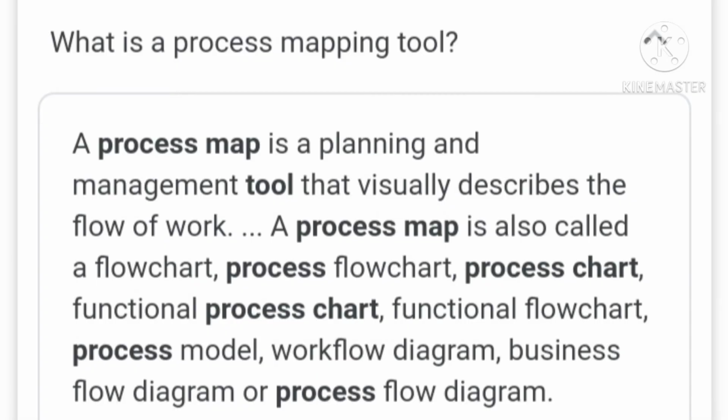What is a process mapping tool? A process map is a planning and management tool that visually describes the flow of work. A process map is also called a flow chart, process flow chart, process chart, functional flow chart, process model, workflow diagram, business process flow diagram or process flow diagram.